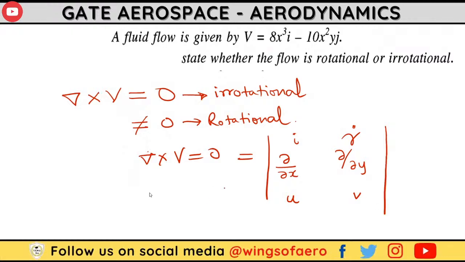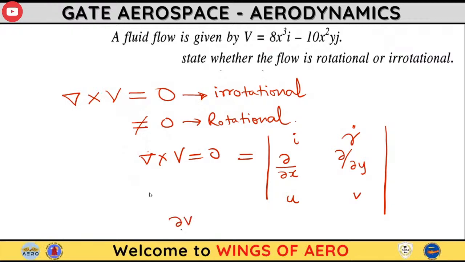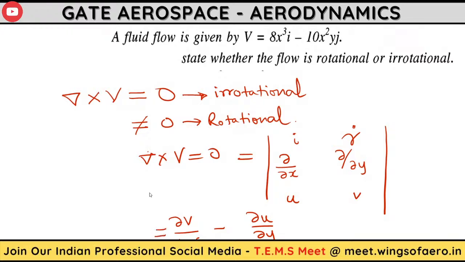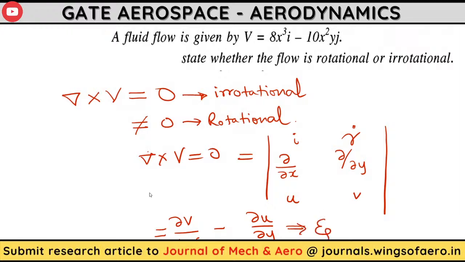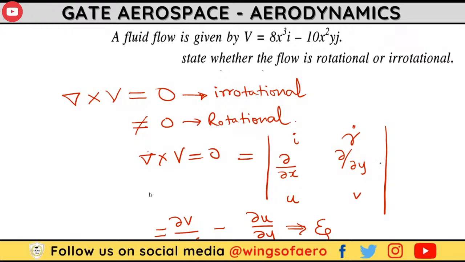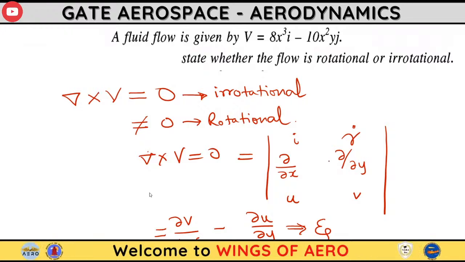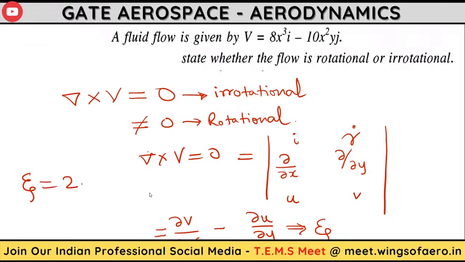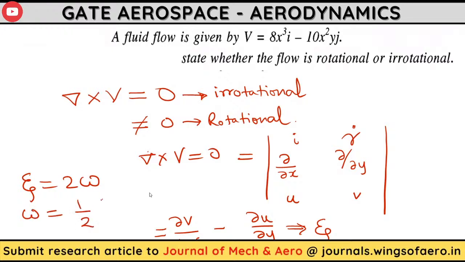The same thing you will get: dou V by dou X minus dou U by dou Y. Isn't it? That's equal to what is given. All right. This parameter means vorticity. Keep that in mind, because vorticity equals twice the angular velocity. That means angular velocity is half of the vorticity.